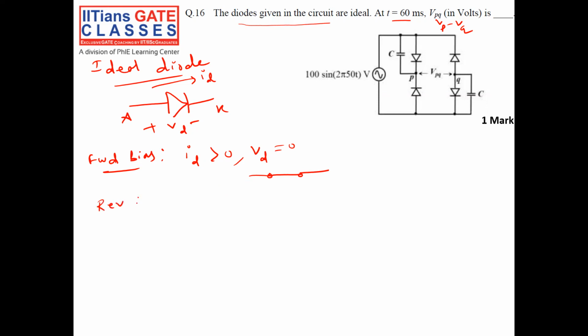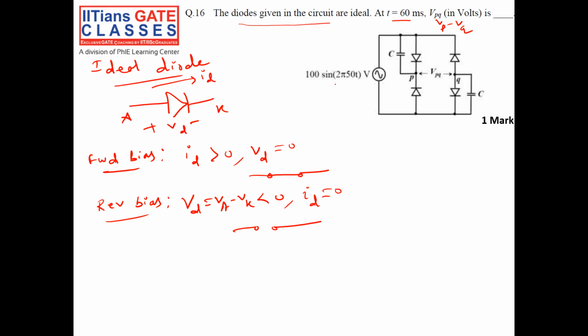Then I say this diode is in reverse bias when the voltage across the diode, V anode minus V cathode, is less than 0. In that condition the current in the diode is 0. That means it will behave like an open circuit. So there are two modes of operation. With this understanding, let us solve the question.